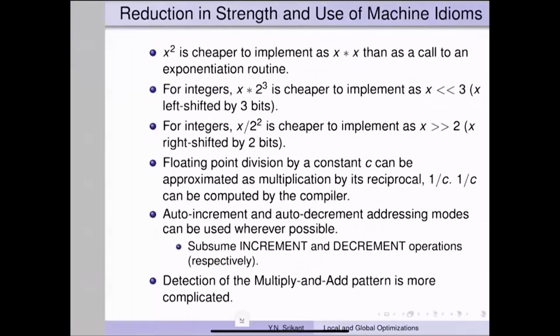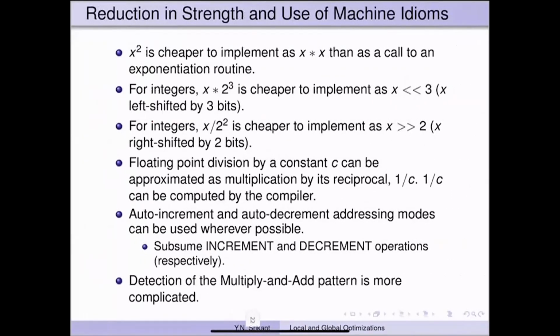Then a few more. X square is obviously cheaper to implement as x star x instead of a call to an exponentiation routine. So if we detect a call to an exponentiation routine, it can be changed to x star x. X star 2 cube can be implemented as 3 left shifts. X divided by 2 square can be implemented as 2 right shifts.